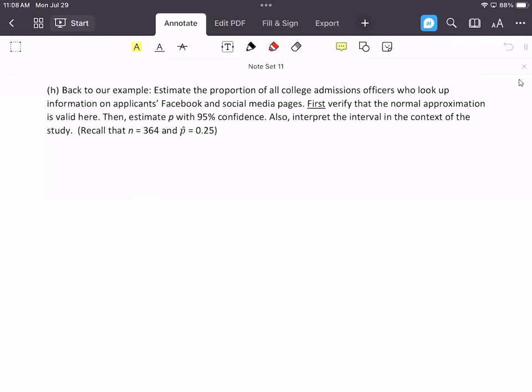You're going to note that I said recall that n equals 364 and p hat equals 0.25. Remember, we're looking at constructing a confidence interval here. So are we going to do n times p or n times p hat? Please pause the video and verify that the normal approximation is valid.